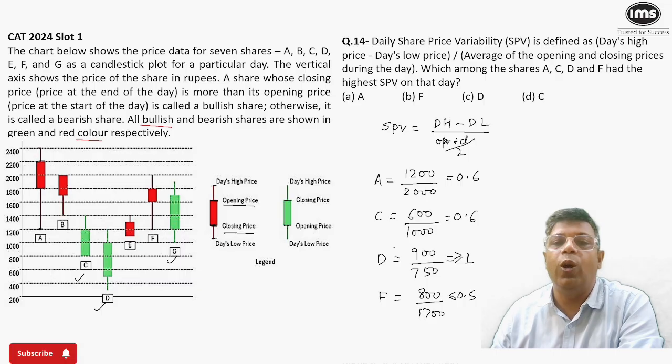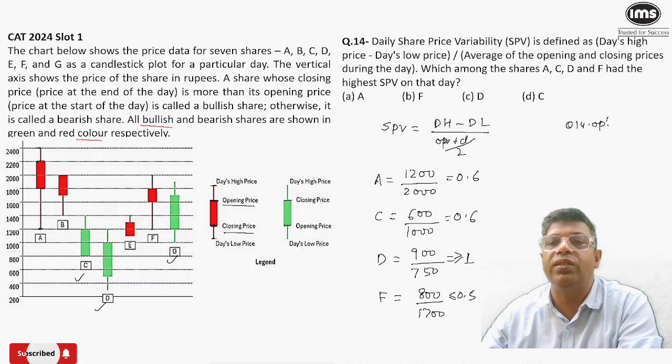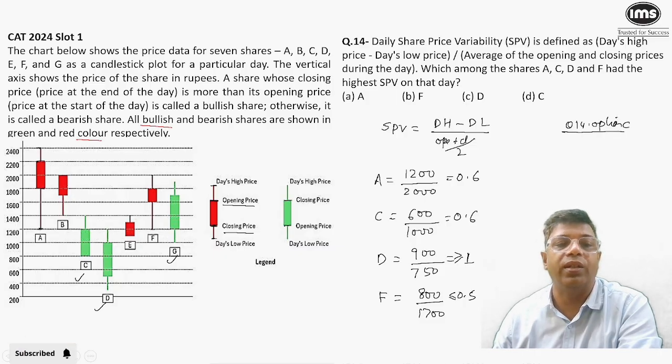So for this question, option C is the correct option. So you can say for question number 14, option C is the correct choice. Right? Let's move to the next question.